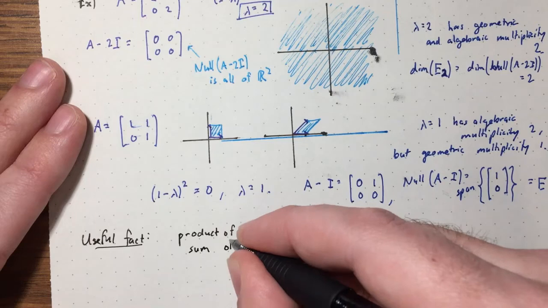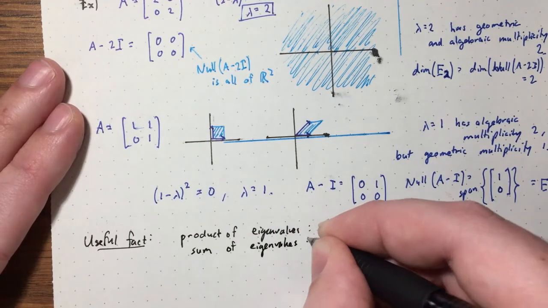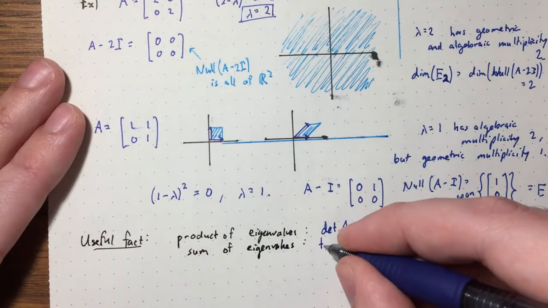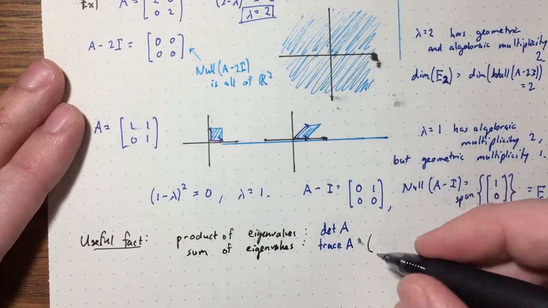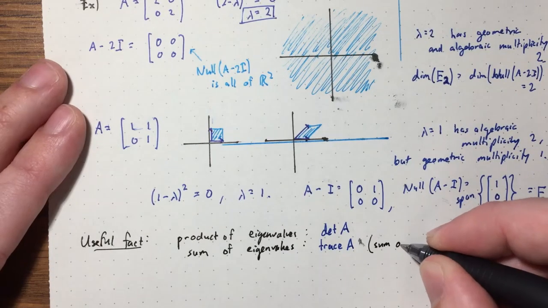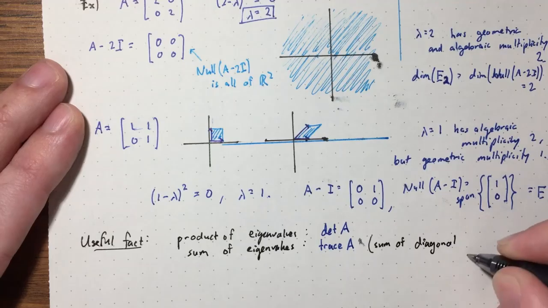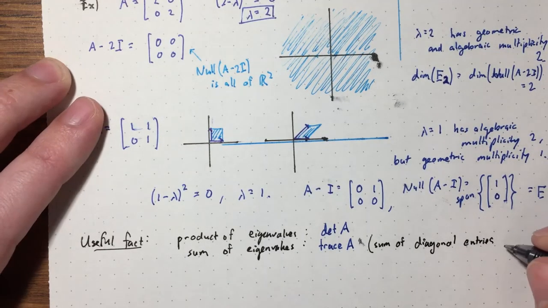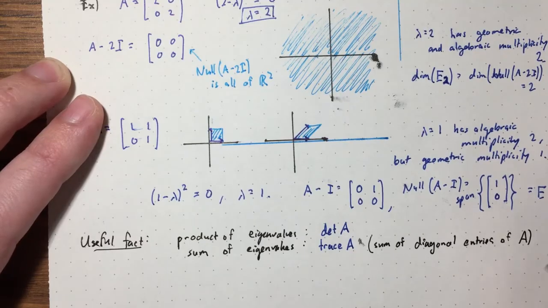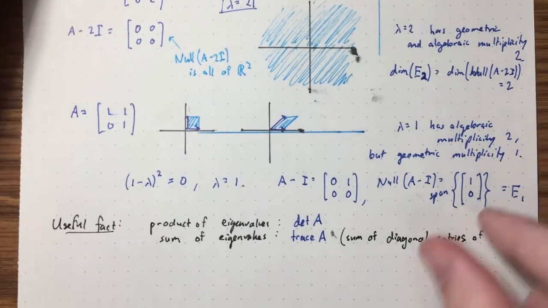And the sum of the eigenvalues is something called the trace of A. And the trace of A is very simple. It's just the sum of the diagonal entries of A. This isn't too important, but it's often useful if you want to quickly calculate eigenvalues. So I'll just show an example.